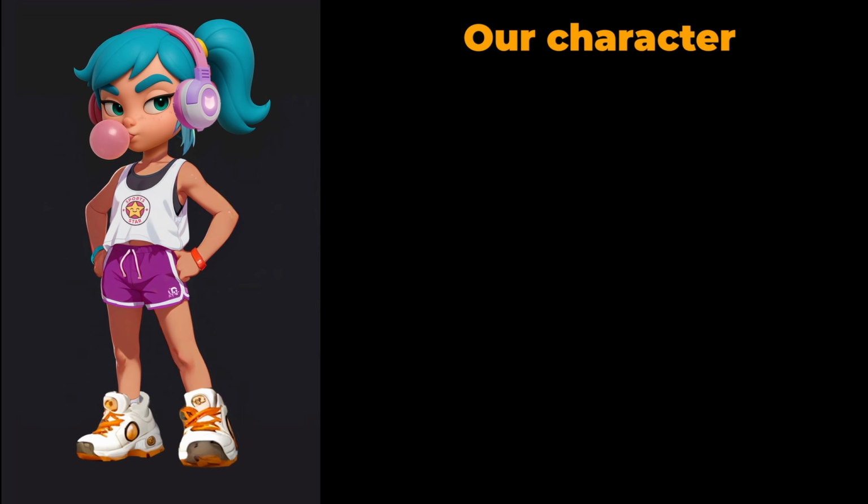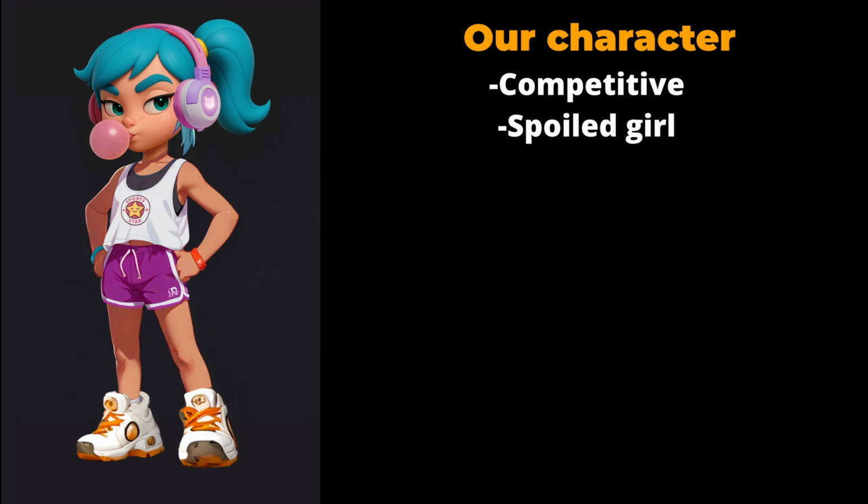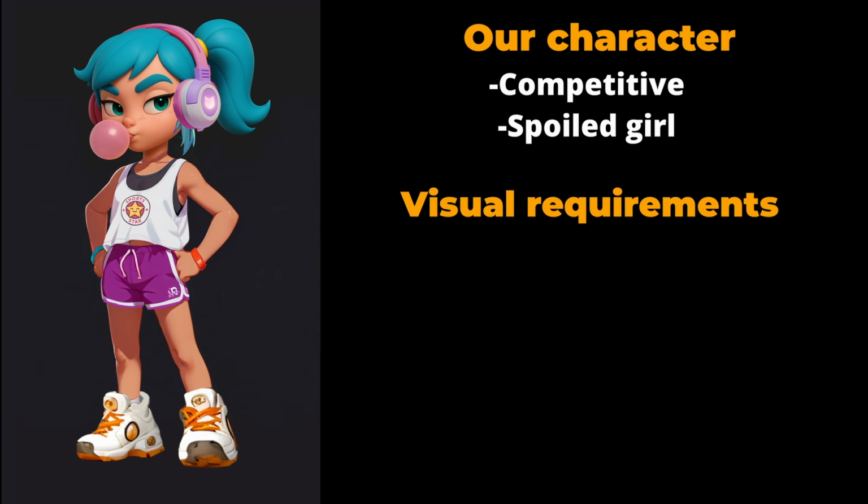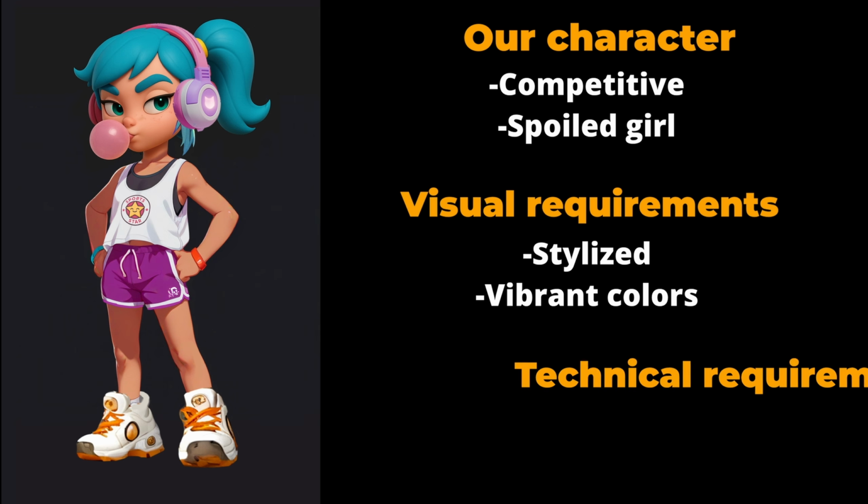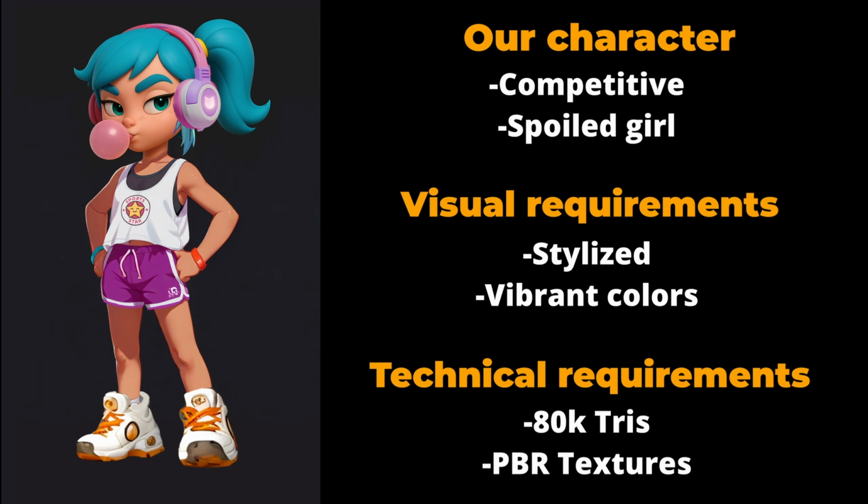Our character, Motita, is a very competitive and spoiled girl, obsessed with chewing gum and sticking the stickers she gets from the gum onto her body. Visually, she needs to look stylized with vibrant colors and keep a style similar to the first character. And technically, she can't have more than 80,000 triangles. She must use PBR textures, and of course be optimized for animation.